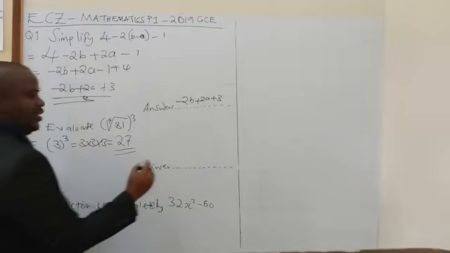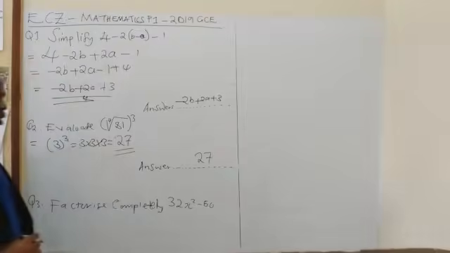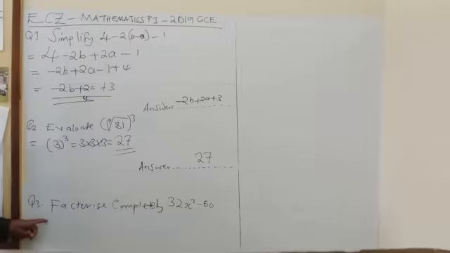So you come and write here, say 27. We are done. Now, number 3.